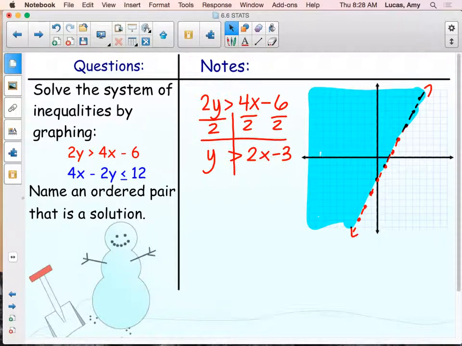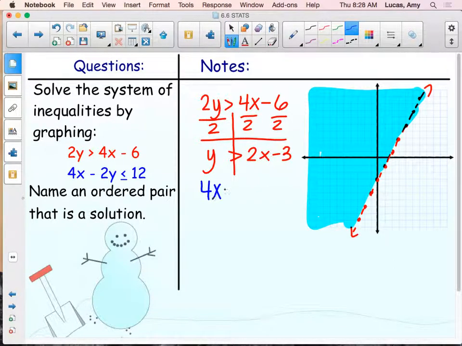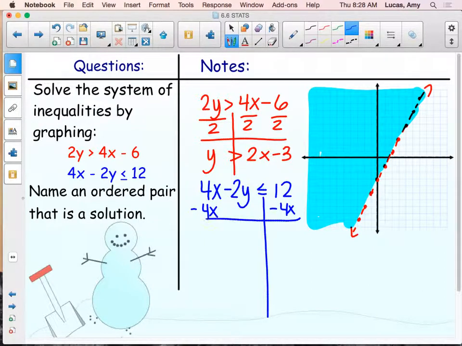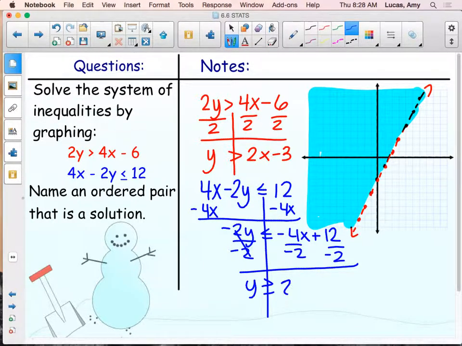Okay, and then the blue one. I would subtract 4x. And then divide by -2. Remember, dividing by -2 flips my symbol. So then it will be positive 2x minus 6. So down 6 right here. And up 2/1 again. So these are parallel like the last one.